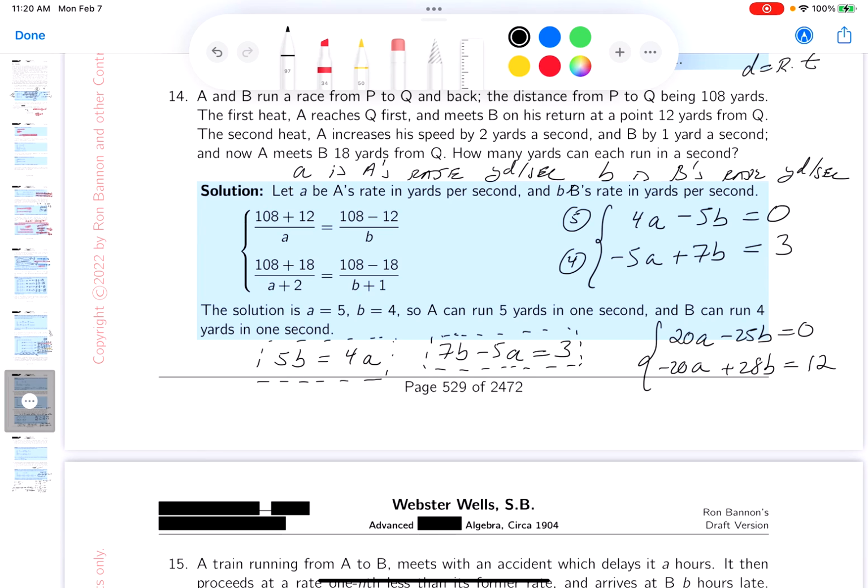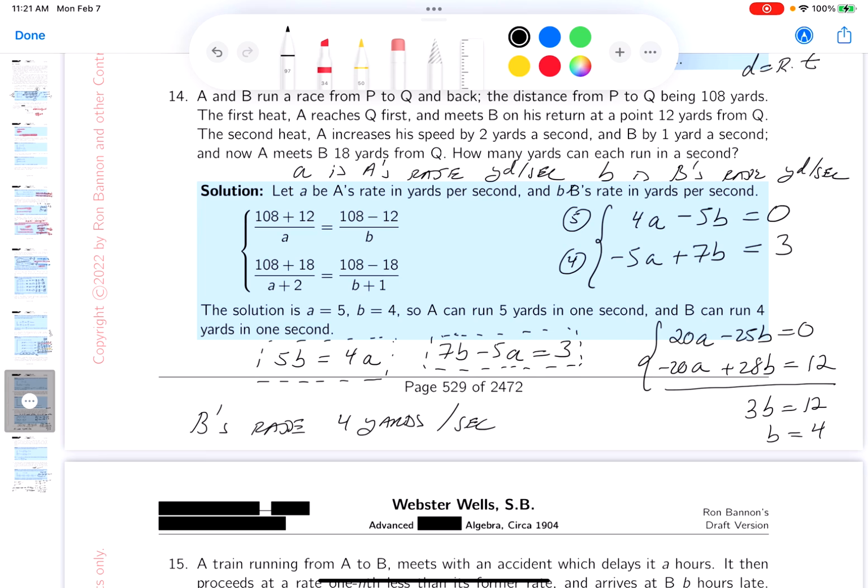Let's see how I did there. 20A minus 20, yeah, it looks pretty good. Minus 20, 28, yep, pretty good. Add it together. And what do you get? You would get 3B is 12, or B is 4. So what would it mean? B's rate is going to be 4 yards per second. All right? I want to figure out what A is, though.